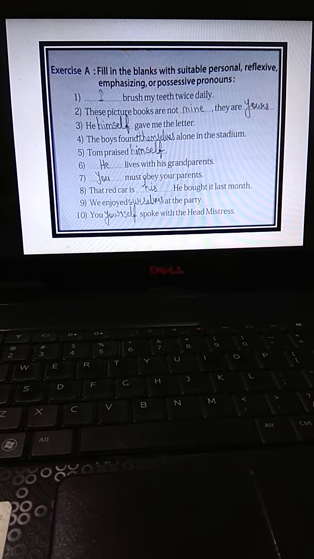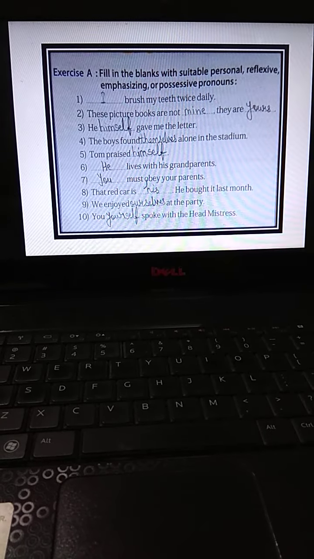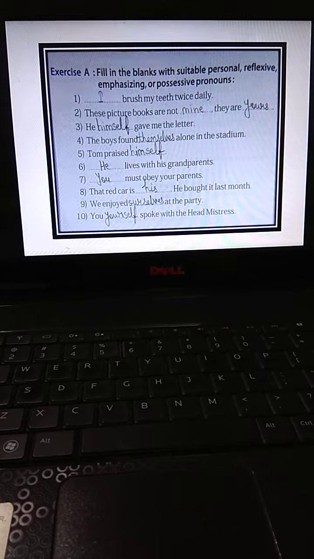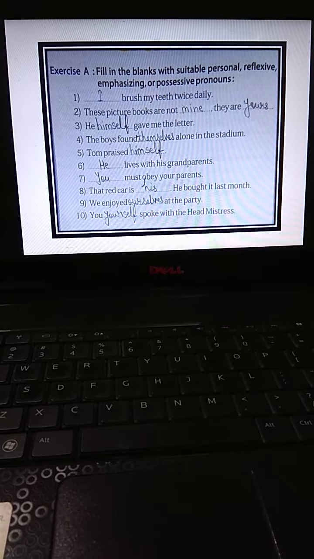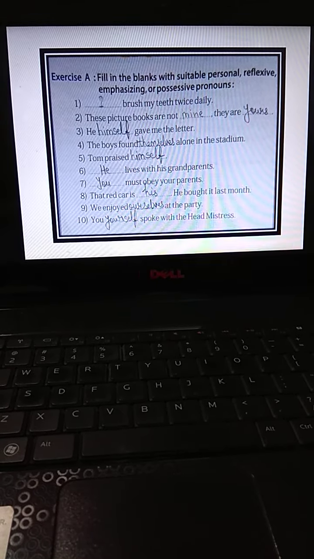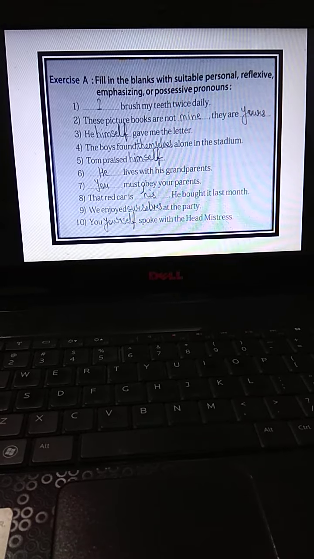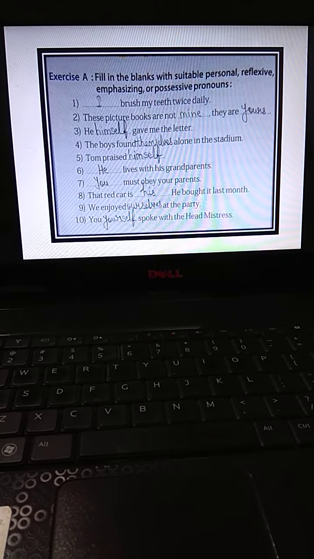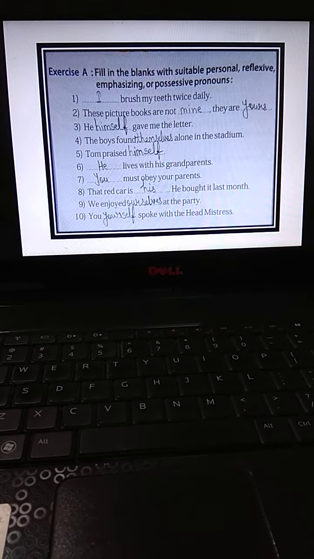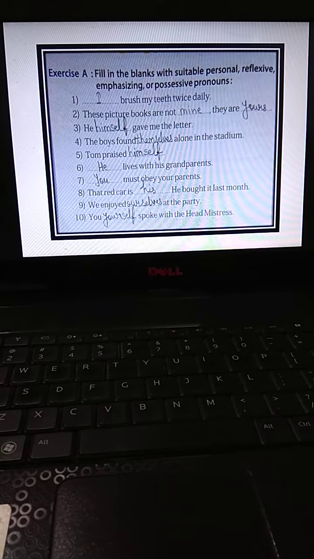3. He himself gave me the letter. 4. The boys found themselves alone in the stadium. 5. Tom praised himself. 6. He lives with his grandparents. 7. You must obey your parents. 8. That red car is his.